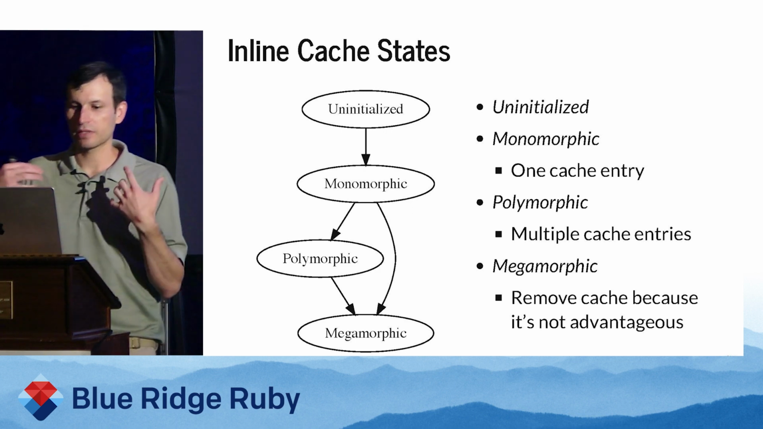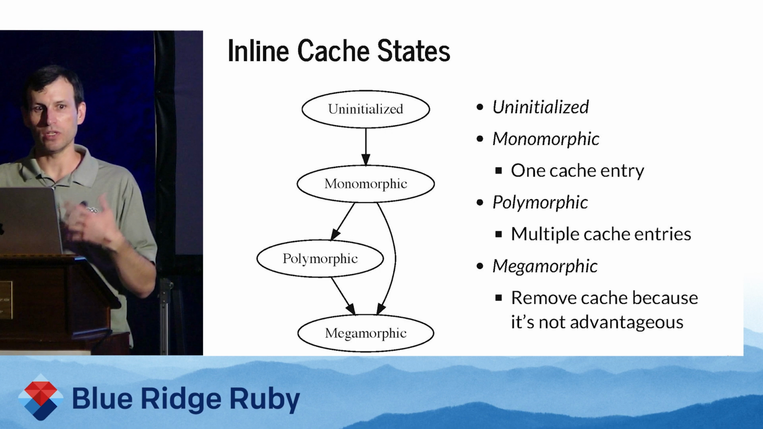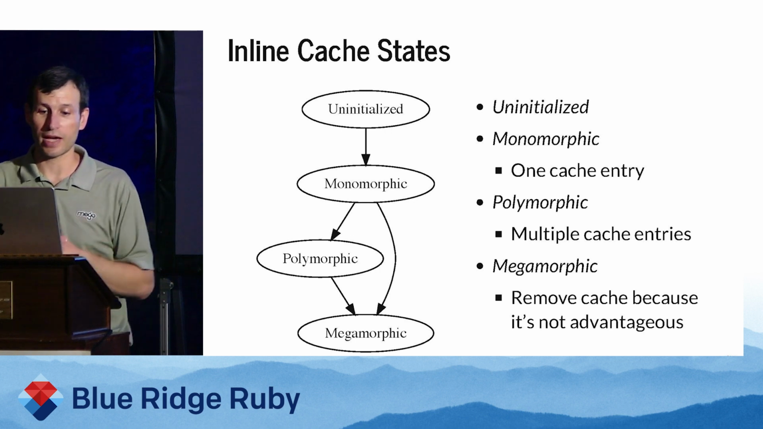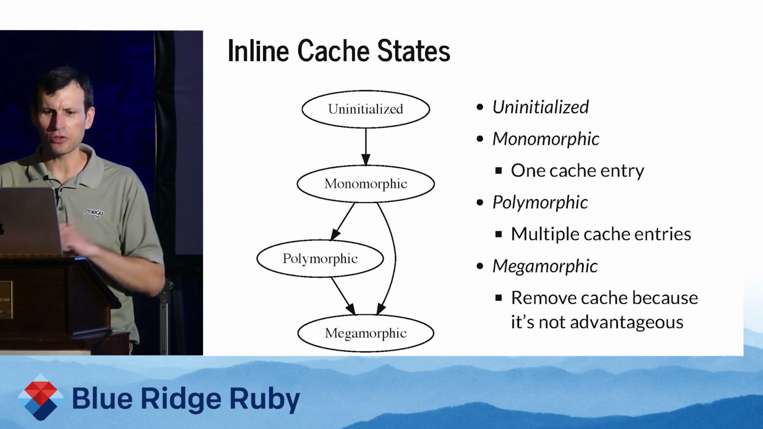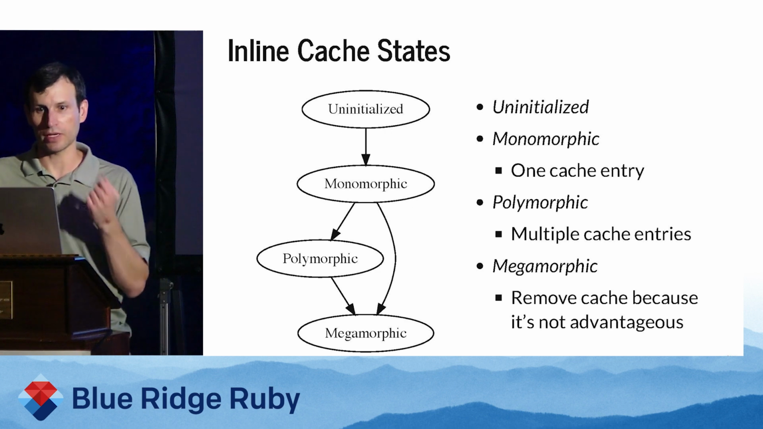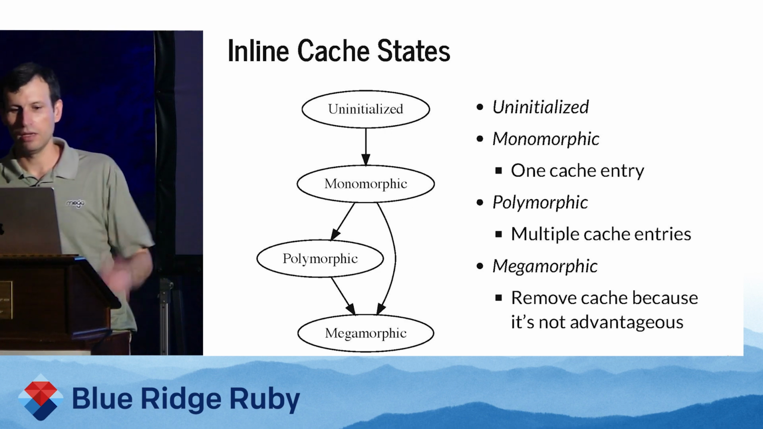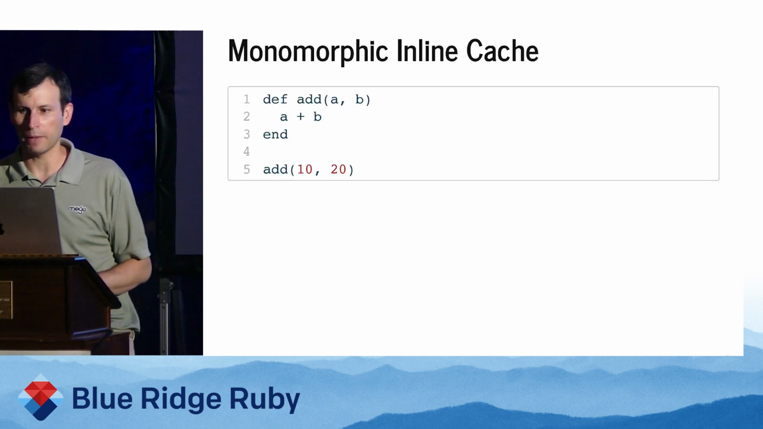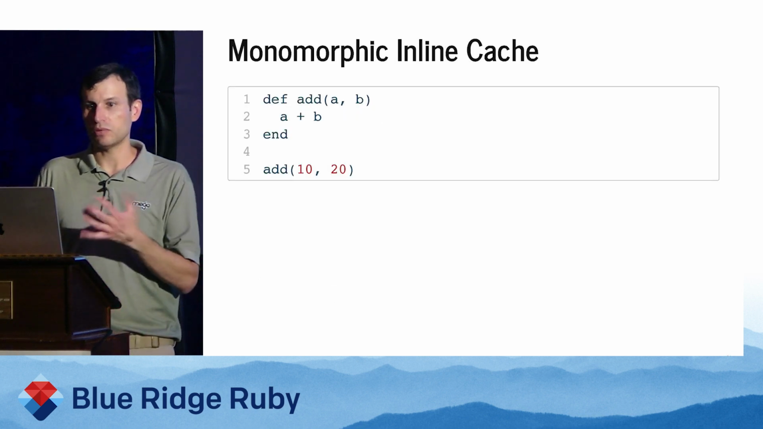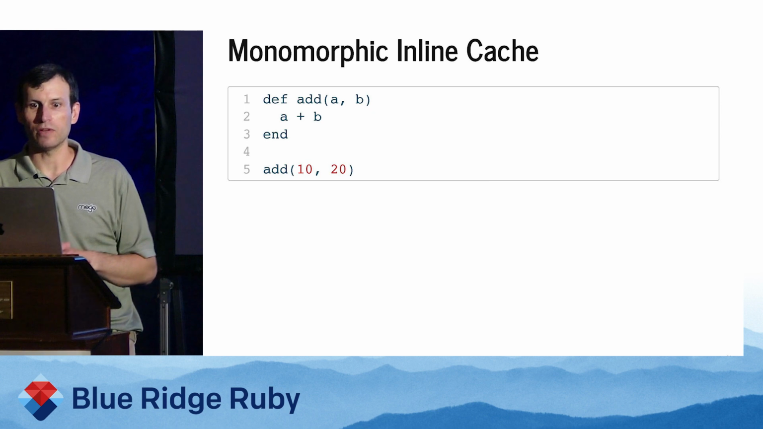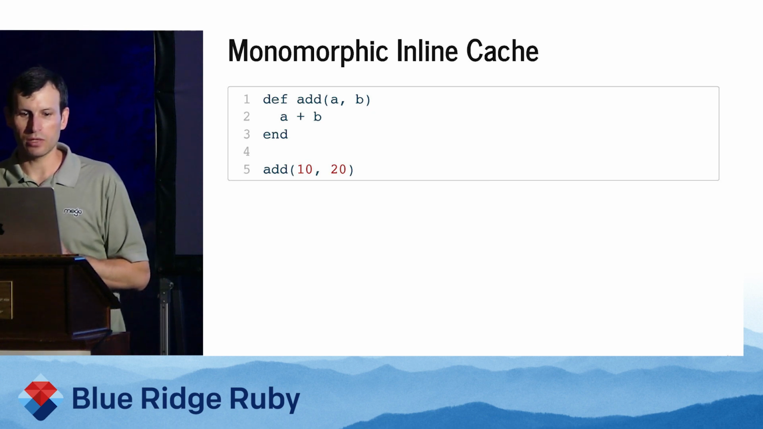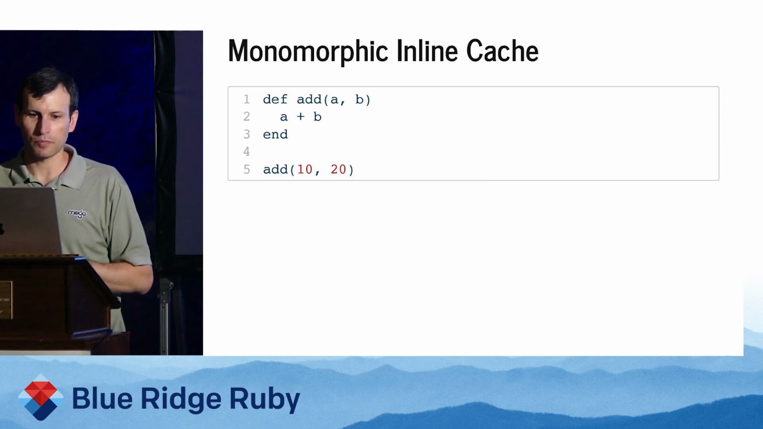When that happens, we call it megamorphic, and we just say, look, we're going to give up trying to cache this at all. You could go from monomorphic straight to megamorphic if in a particular spot you don't want it to be polymorphic, but you don't need to get hung up on that. By way of example, we'll go back to our friendly add function, and here we're going to use 2 integers.